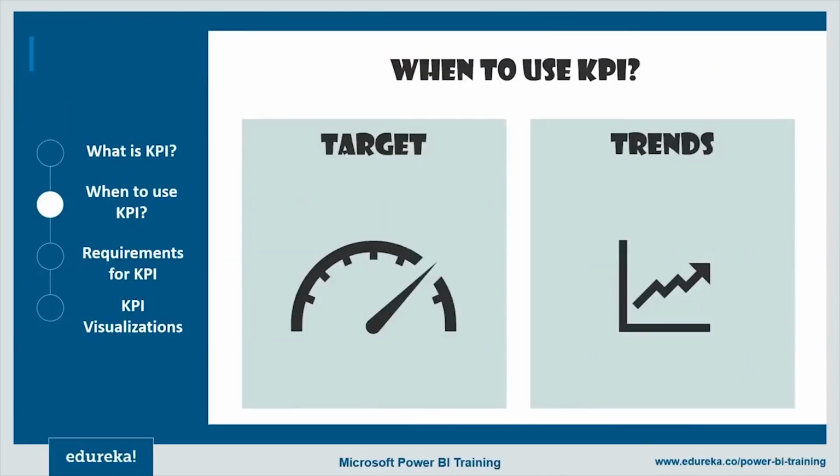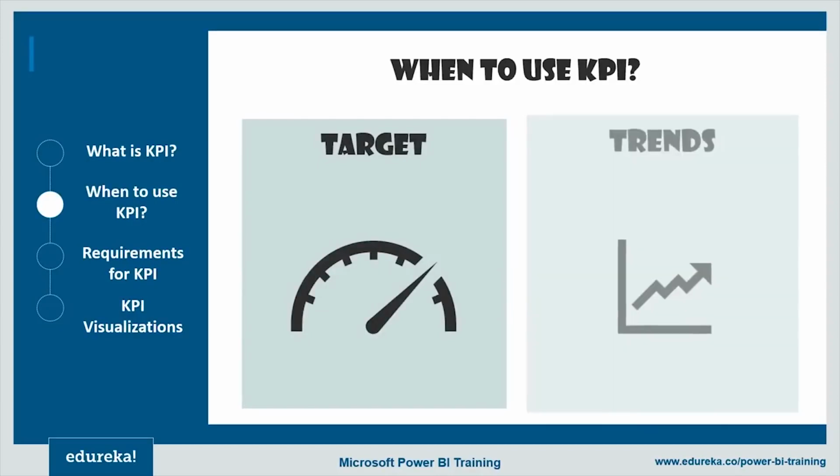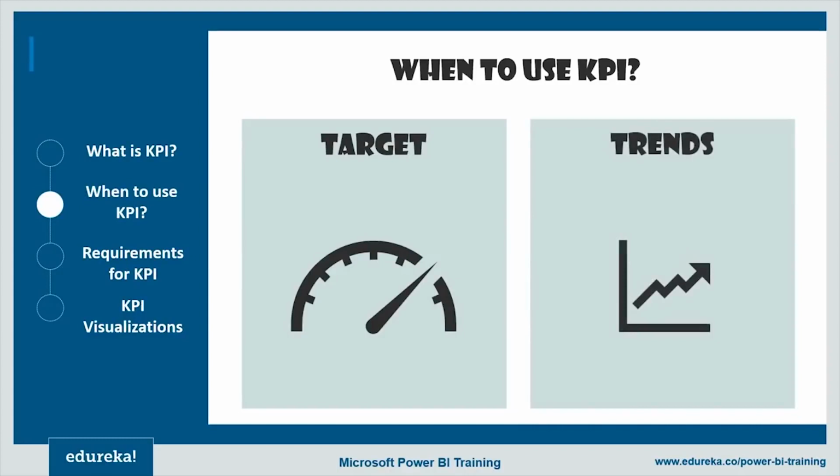Next, this is a really important question: when to use a KPI. KPIs mainly answer two questions. A, what am I ahead or behind on? This specifically refers to a number which is your target. And secondly, how far ahead or behind am I? This represents a trend which is related to the target.